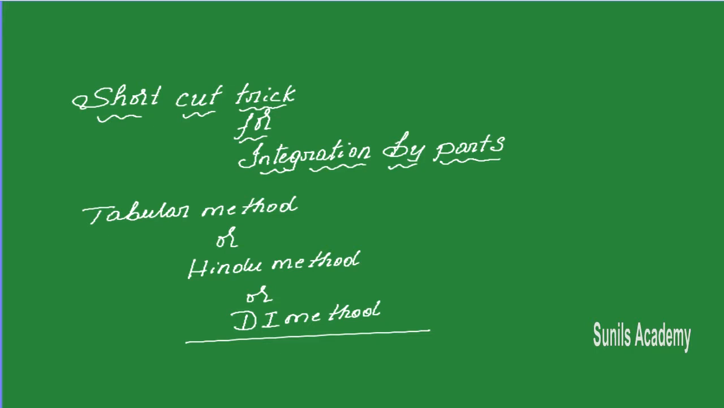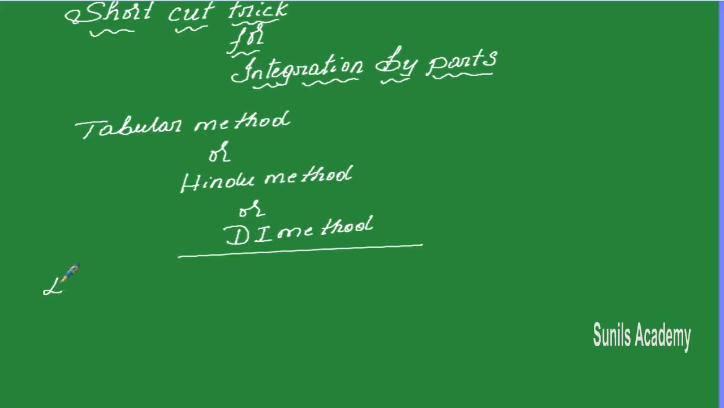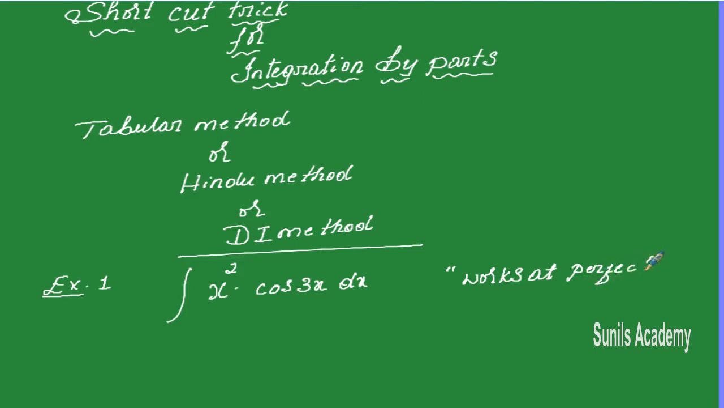Now let me consider one example. Take the integral of x square into cos 3x with respect to x. For this example, I call it works perfectly. I will give the reason why it may be called works perfectly.